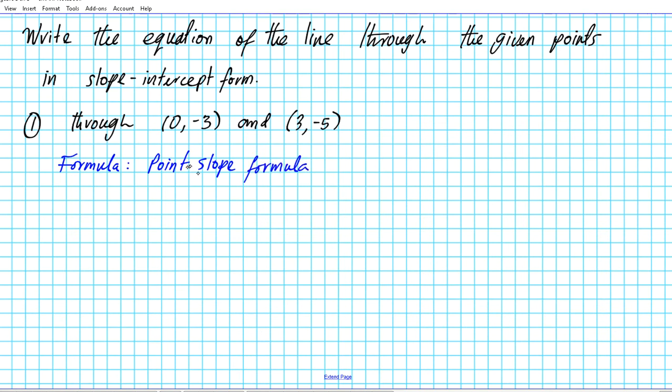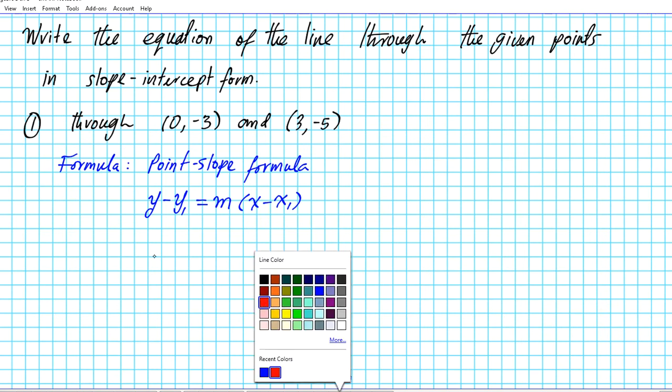You might wonder, why aren't we using the slope-intercept formula? Well, we are not using the slope-intercept formula in this particular problem because we are not provided with the slope and the intercept. We are provided with 2 points. So the point-slope formula that we are going to be using is y minus y1 equals m times x minus x1.